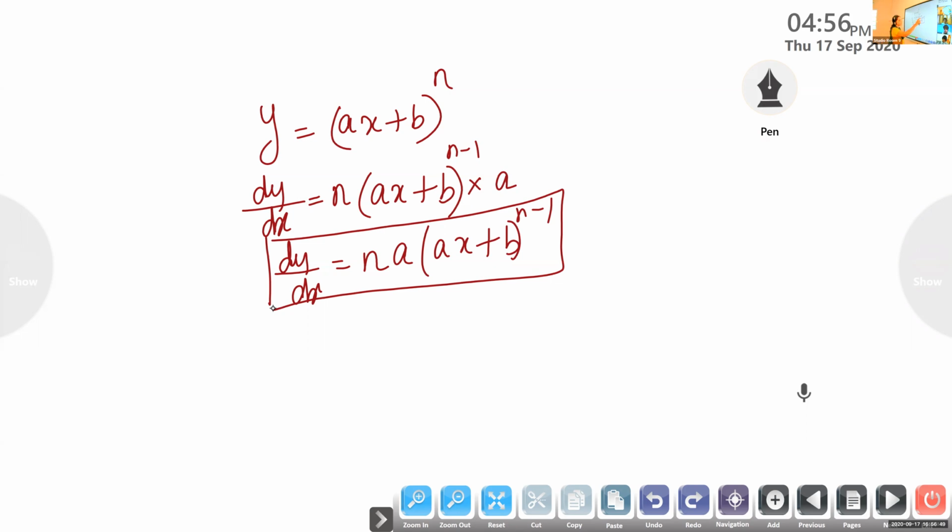Okay, write this in your formula page. I told you to keep one separate page for writing formulas. So write this in your formula sheet. It's an important one. The derivative of ax plus b whole raised to n is n into ax plus b whole raised to n minus 1 into a.